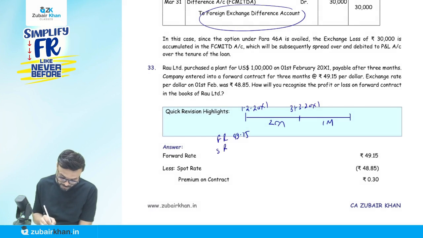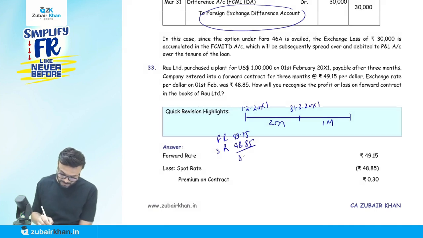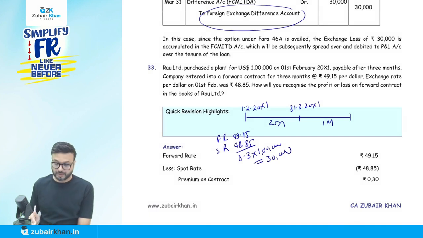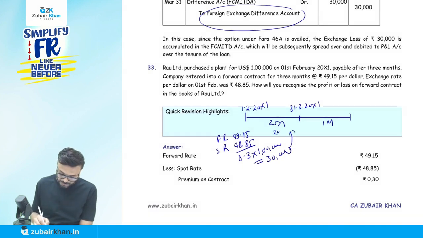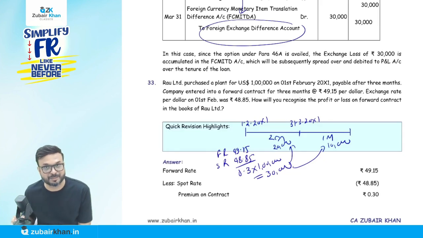Now the contract forward rate was 49.15 and the exchange rate on the date of transaction, the spot rate, was 48.85. So 49.15 minus 48.85 comes to 0.3. Multiplied by 1 lakh dollars, that comes to 30,000. Here it will come to 20,000 and here 10,000, which will be recognized in the next period. Very simple.